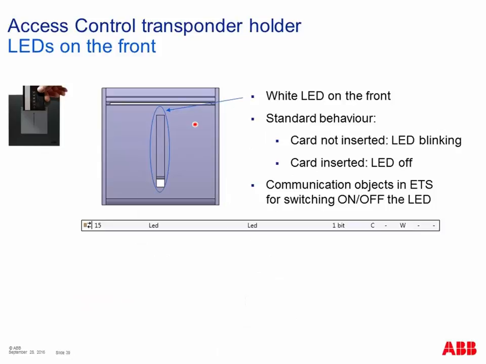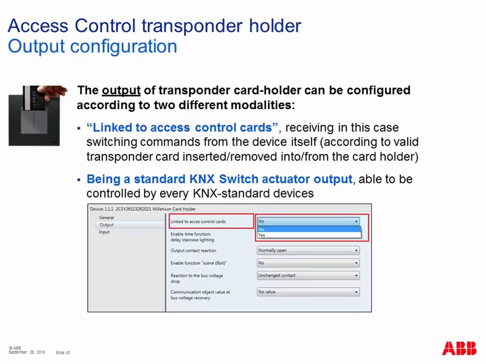On the front it's different. We have a slot in which you can insert the card, and we have a white LED blinking when the guest has not yet inserted the card. Once the guest has inserted the card, the LED switches off. We have in addition a communication object in the ETS file for switching the LED on or off, for example, for supervision or so on. Again, it's a KNX device, so we have an ETS file.